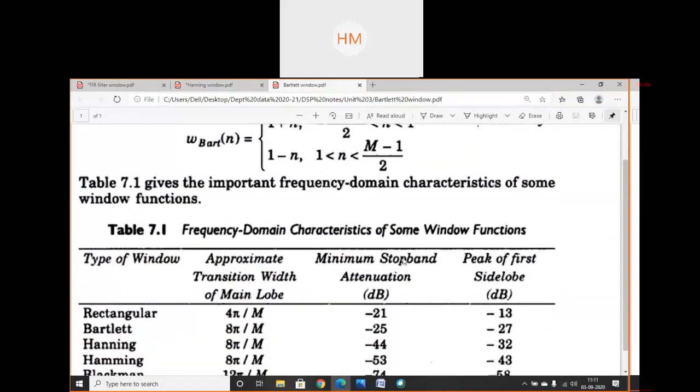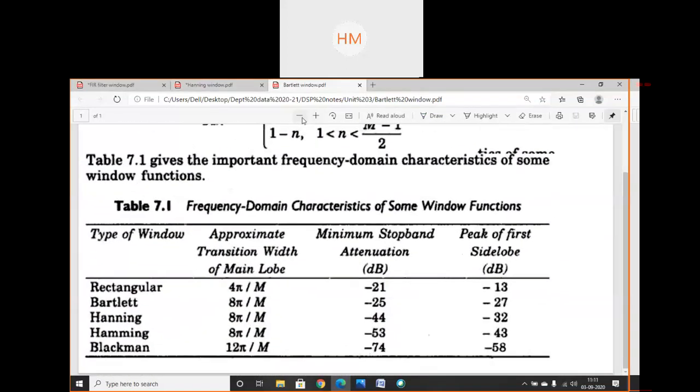Now we will compare all the windowing functions in a table. So draw this table in your copy. If a theoretical question is asked to discuss all the windowing techniques, then you have to mention all this theory, and you can draw this table also for reference. So what is there in this table? It shows the frequency domain characteristics: types of window, approximate transition width of main lobe, minimum stop band attenuation, then peak of first side lobes.